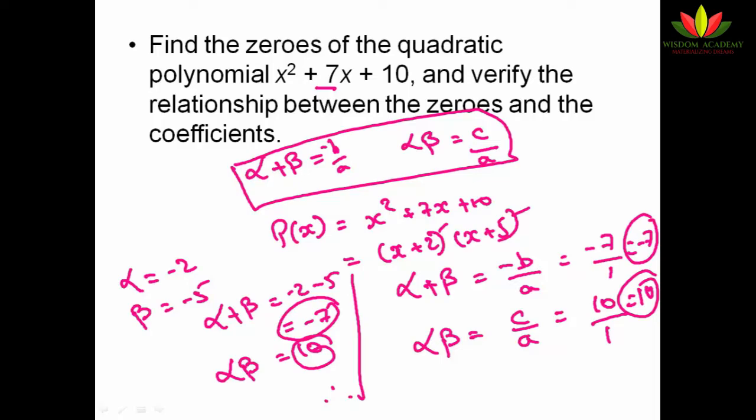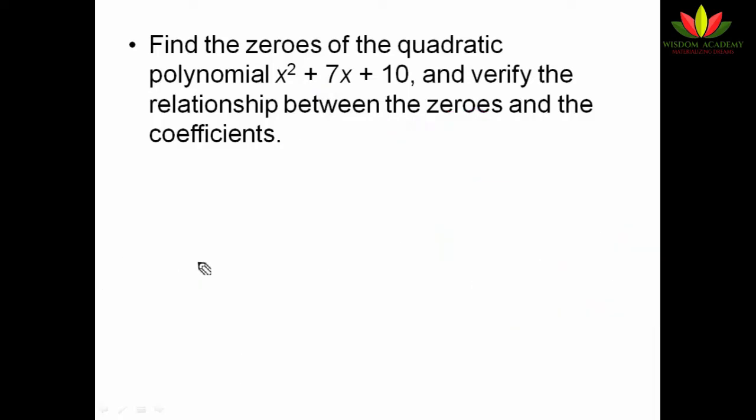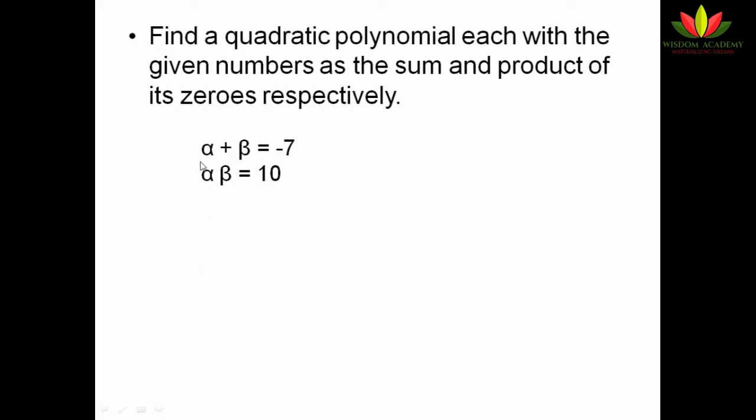Okay, now the question might be revised like this, that is, it will be the opposite. They may give the sum of the roots and the product of the roots, or sum of the zeros and product of the zeros, and they will ask to find the quadratic polynomial. For this I have a special formula, that is x square minus alpha plus beta x plus alpha beta.